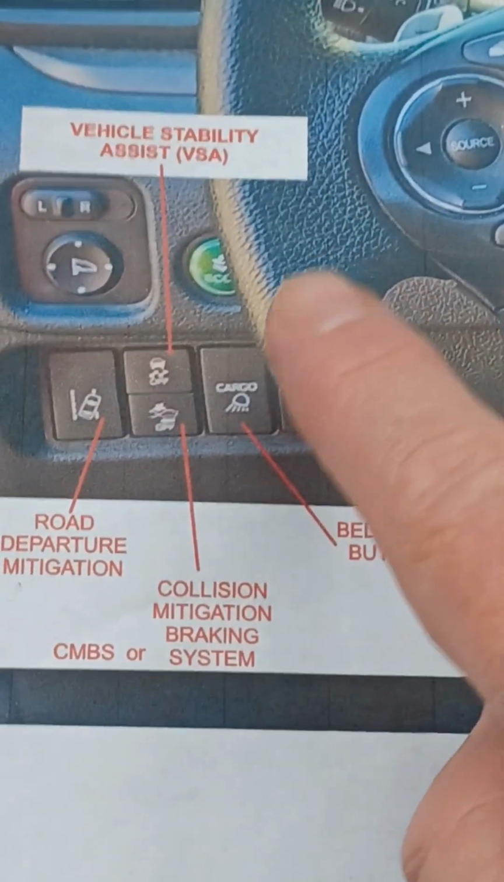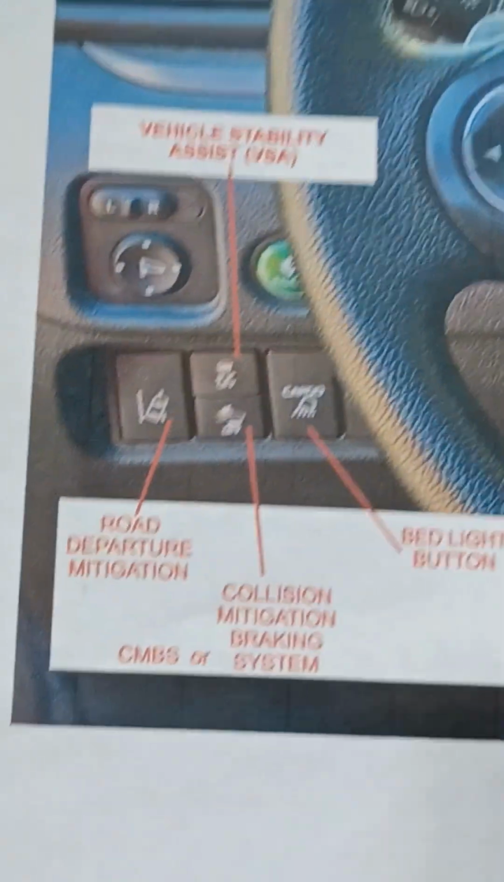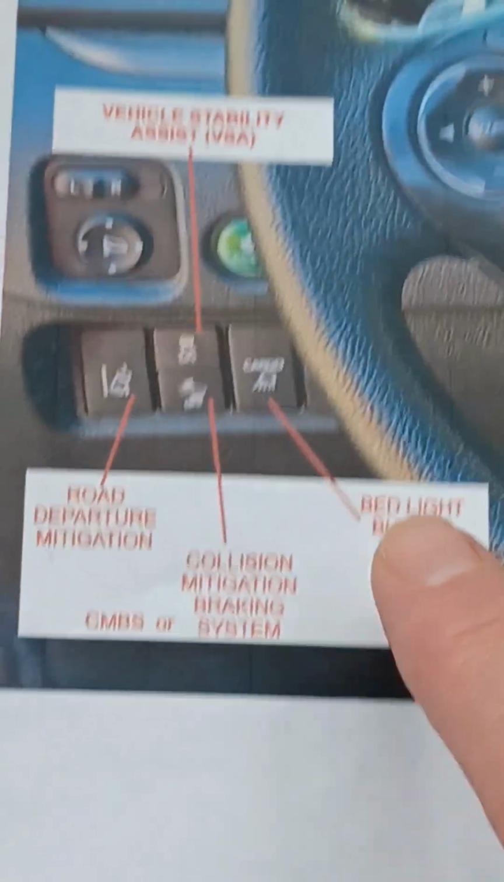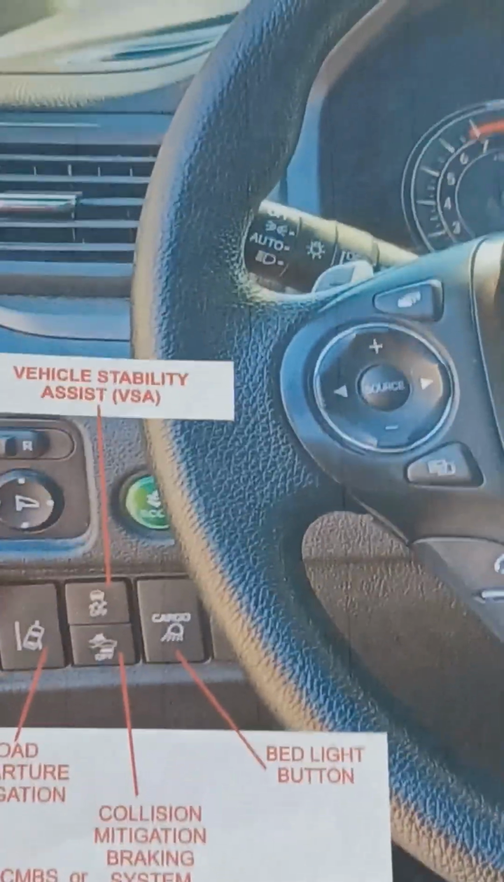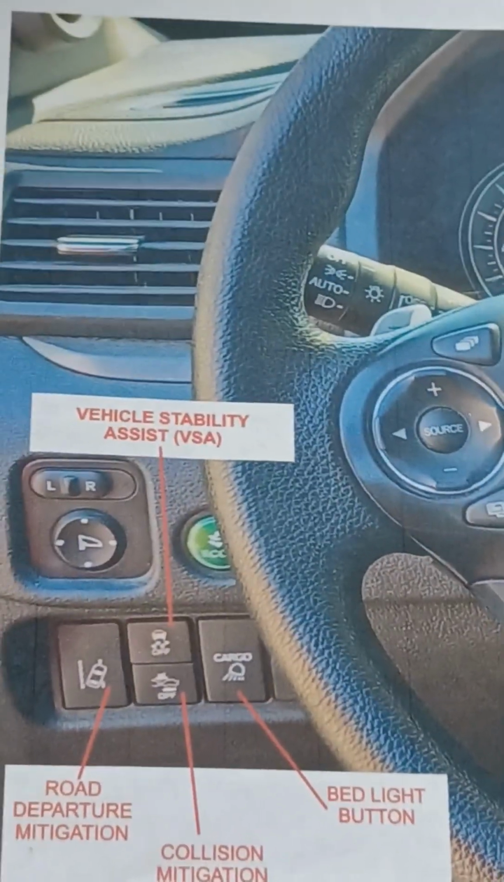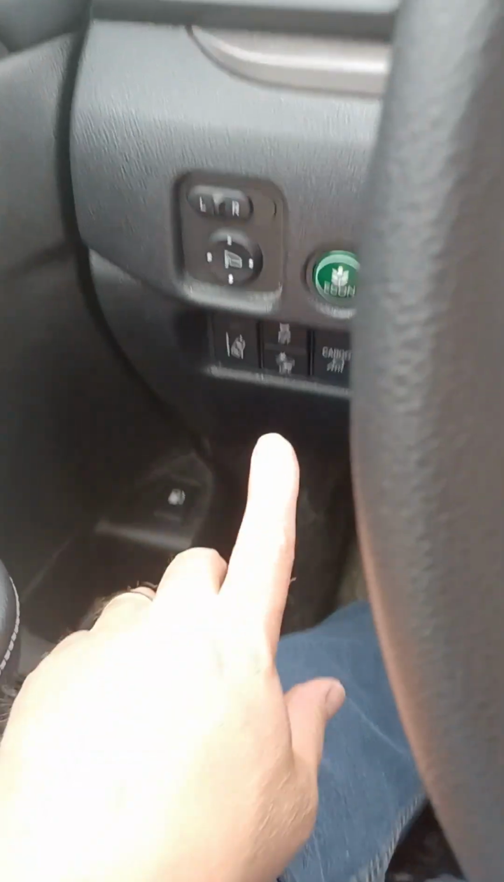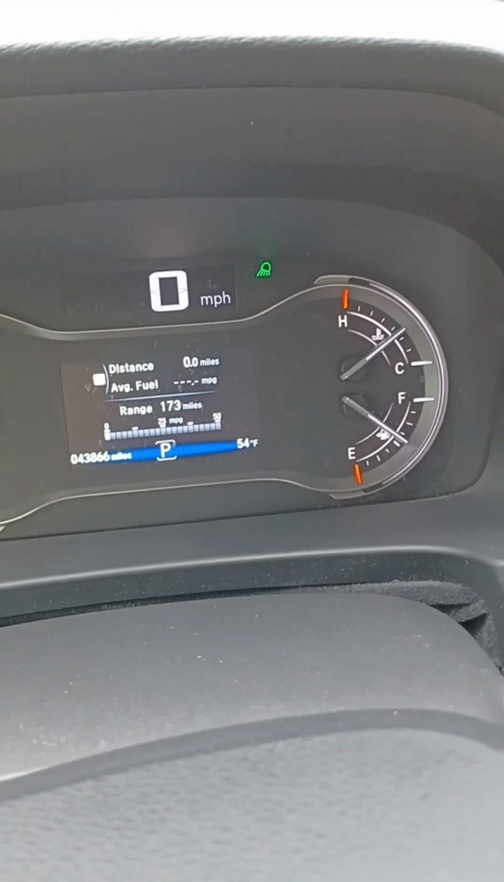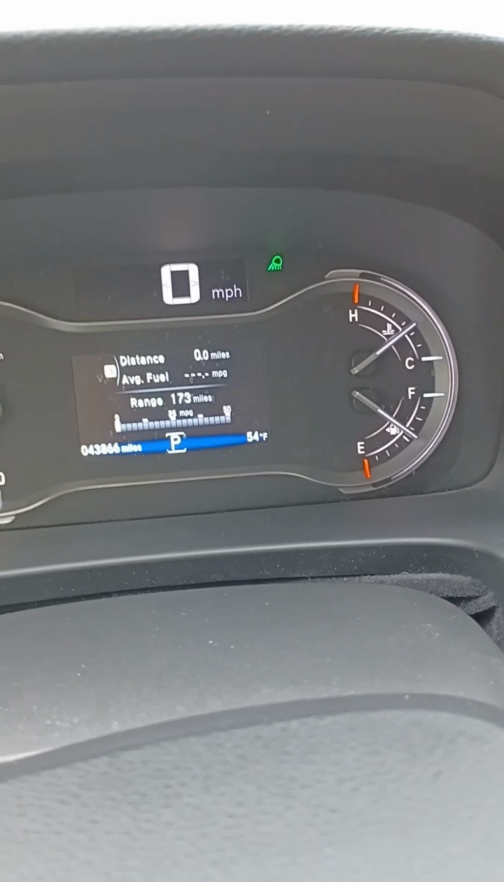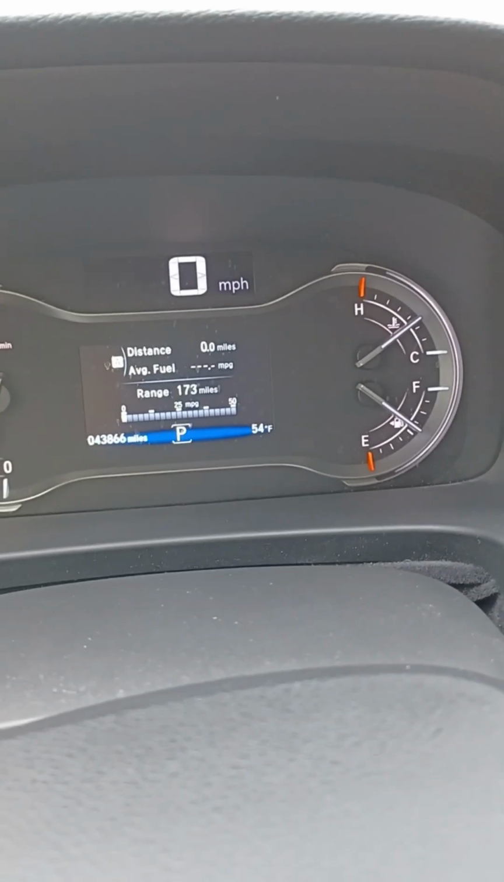And then this cargo button with a light is actually your bed lights. So in the bed of the truck, there's lights, and you can turn on the lights. So let me go ahead, even though it has nothing to do with mitigation, it's together with it. What I want to show you about this cargo button is that when you push the cargo button, it'll show up here that I turned it on. And now the lights in the bed of your truck are lit up. And now I'm going to turn it off.